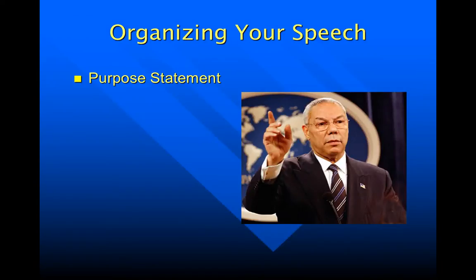The first thing that you have to do when you organize your speech is make sure that you have a clear purpose statement. If you're not clear about what your speech is about, your audience will never be clear. This is for you, so make sure that you are very clear about the purpose of your presentation. So as you're organizing your speech, that's number one, because if you don't know where you're going, how are you going to get there? So the purpose of your speech is first.